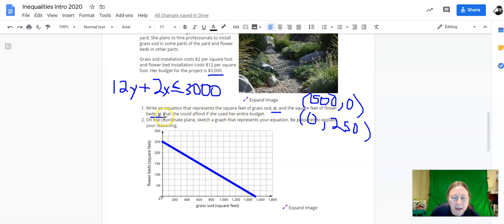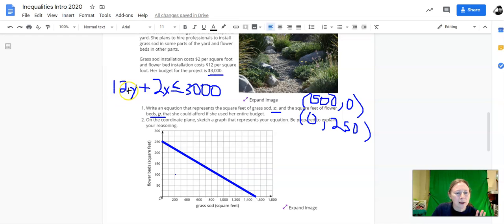So to finish graphing this, we also have to note that any value on the line is okay, but we can also have values that aren't on the line but are on one side of it. So pick a value that's on one side of the line or the other. Like let's say 200, comma 100, and I'll just put a dot right there to take a note of it. Let me grab a freehand. Okay. So at 200, comma 100, that's 200 square feet of sod, 100 square feet of flower beds.